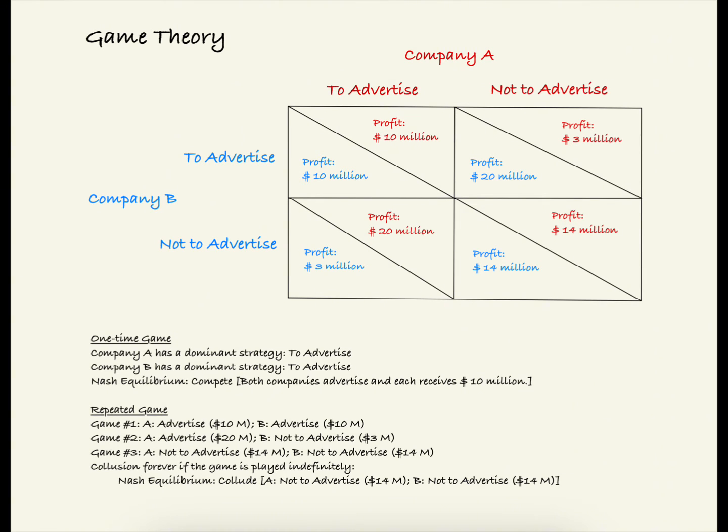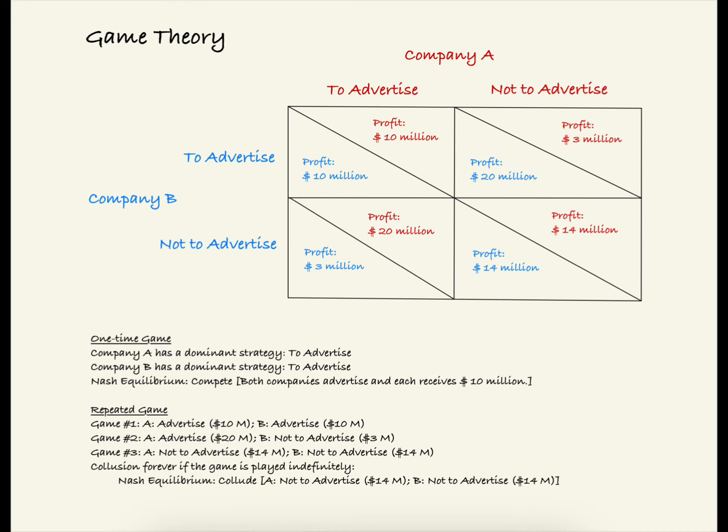Now let's take a look at what Company B will choose to do. Company B also knows that Company A has two options, either to advertise or not to advertise. If Company A chooses to advertise, Company B will also advertise, because they will make $10 million of profit. If they choose not to advertise, they will only make $3 million of profit. Now, if Company A chooses not to advertise, Company B will also advertise, because their profit will be $20 million, which is greater than the $14 million of profit Company B will earn if they choose not to advertise.